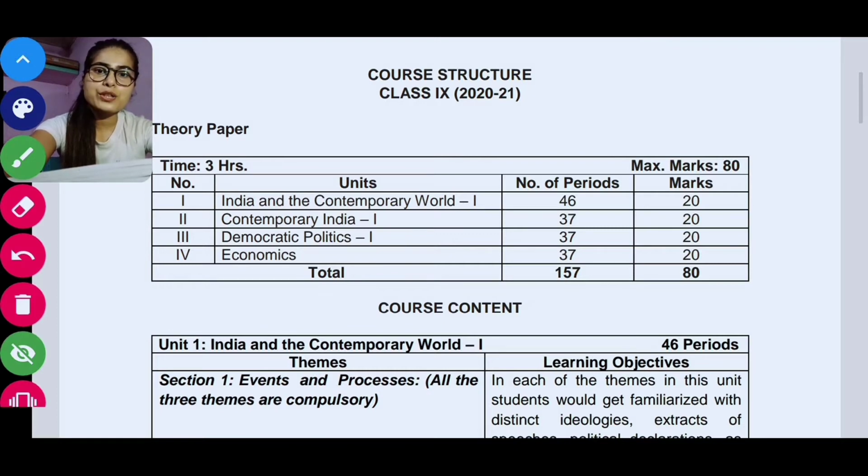As I have shown you the marks distribution, for class 9 I am discussing it first. In your history book you have 20 marks, then geography 20 marks, politics 20 marks and economics 20 marks as well. So it is 80 marks in total, and the rest 20 is project.